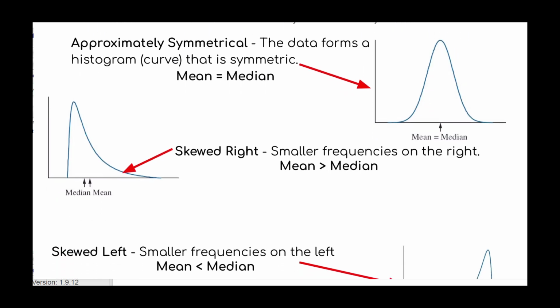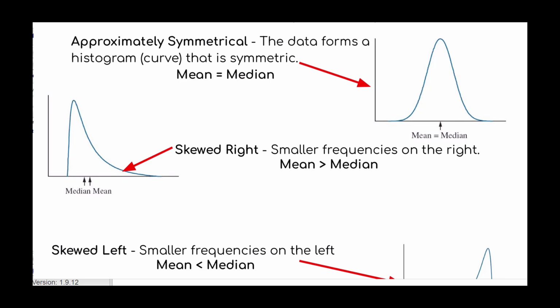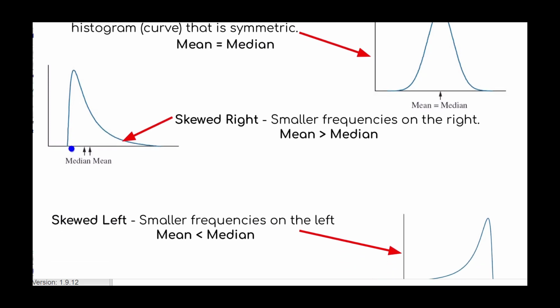But then we have data sets that aren't symmetrical. So one thing it could be is skewed to the right. Now, skewed to the right is when the higher bars are on the left and the smaller bars are on the right. So the direction it's skewed is where the smaller bars are. So the smaller bars are on the right hand side. So this is skewed right.